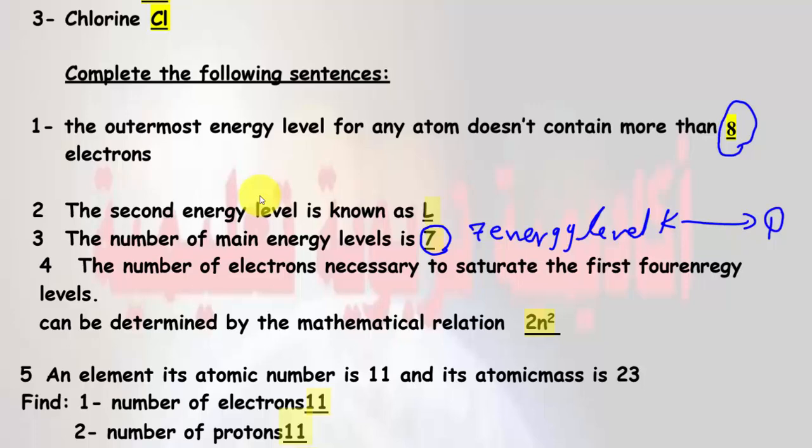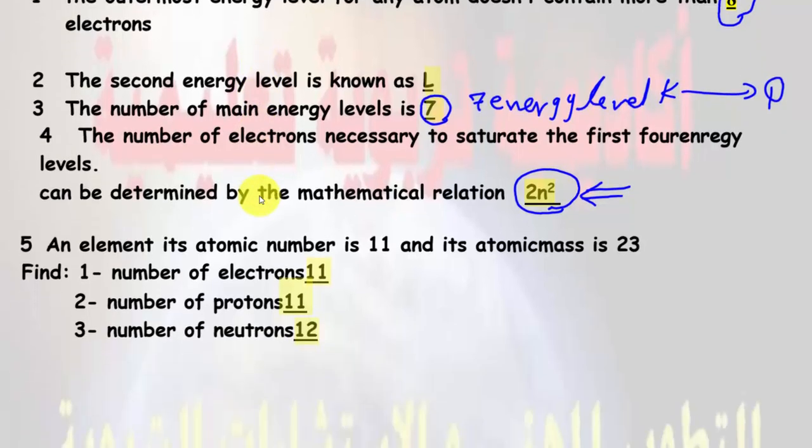The number of electrons necessary to saturate the first 4 energy levels is according to the relation 2n squared. From this law or this relation, we know the number of electrons in each energy level. Let's move to number 5.